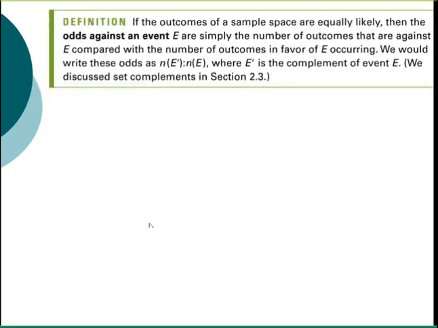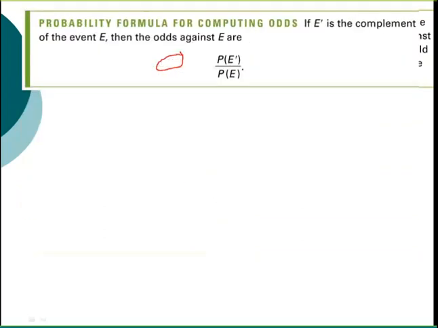Okay, so we've got a definition: the odds against an event are simply the number of outcomes that are against E, the event, compared with the number of outcomes in favor of E occurring. We would write these odds as the number of E prime, which is the complement of the event. And this is going way back to section 2.3. And so here we take the probability of the event's complement and divide it by the original probability of the actual event.